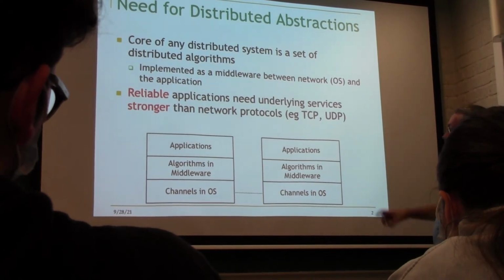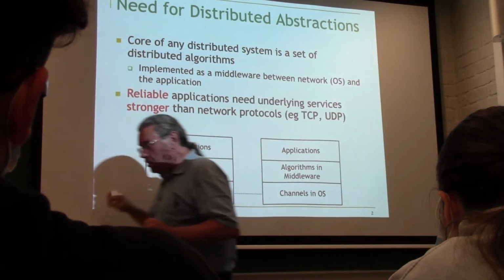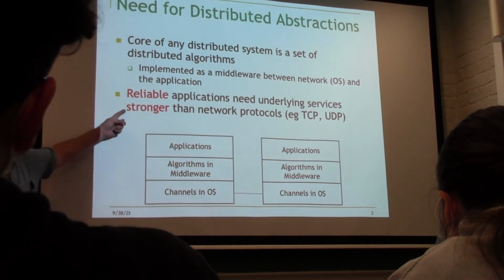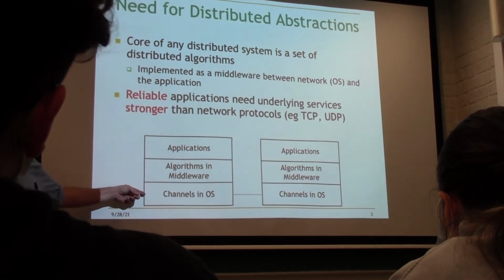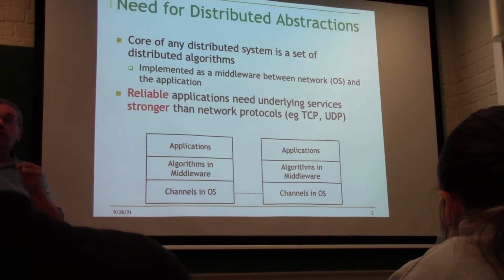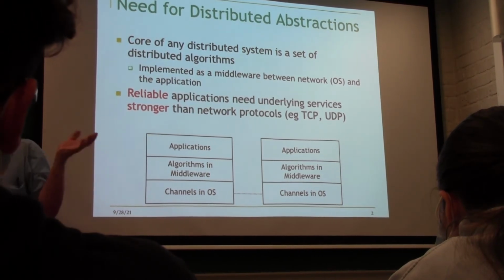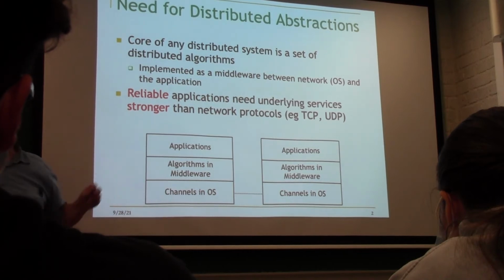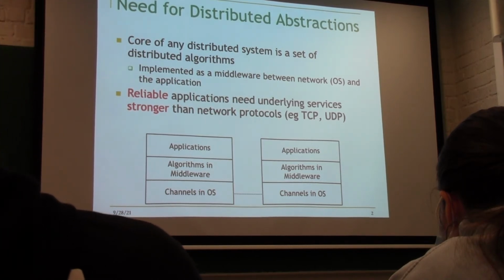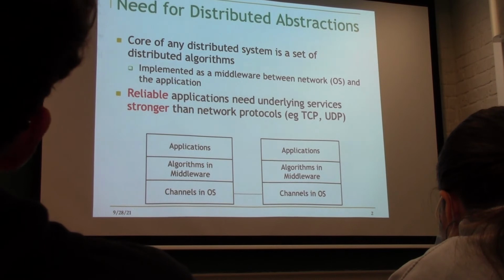And so why do you need a middle layer here? Well, because TCP is not strong enough. TCP will only do point-to-point reliable streams. That's fine, but it's not enough for applications. We need more than that.